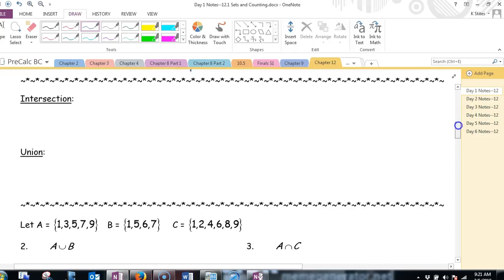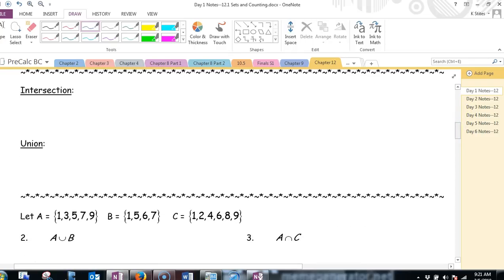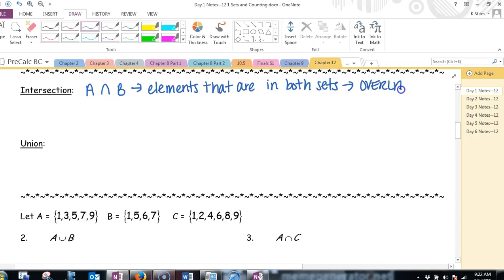Next we're going to talk about something that you probably saw in honors geometry, and we've discussed a little bit. This is intersection and union. I think you also did something with this in honors algebra 2 last year, with inequalities maybe. So intersection can be written like this, and this is referring to elements that are in both sets. So specifically you're looking for overlap. Where do these things overlap? Where do they have the same elements?